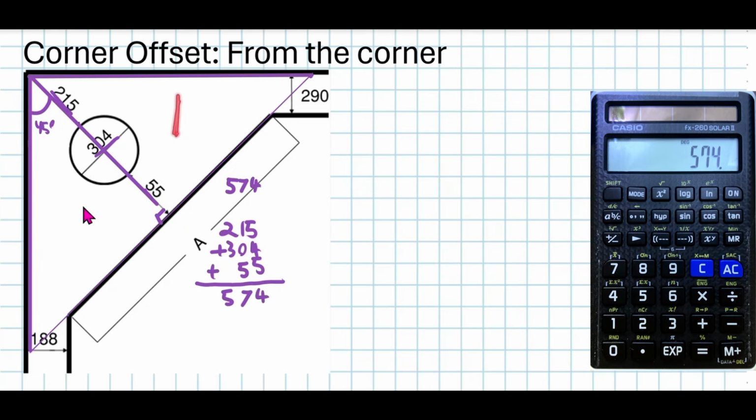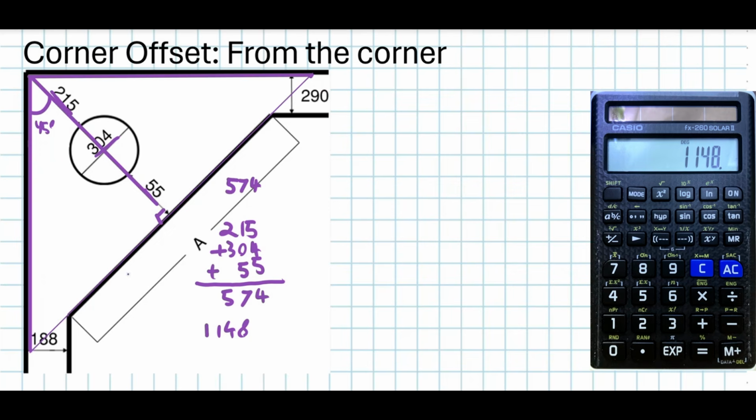I would have one here and my second one down here, like this. So I can take that number times 2. So my 574 times 2 means that I have a total distance for the purple line that goes across my pipe of 1148.